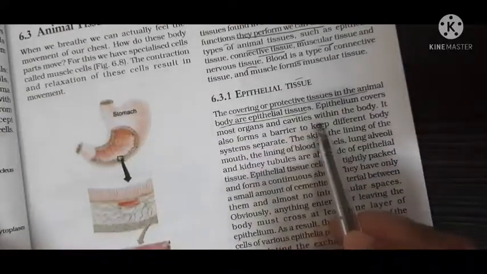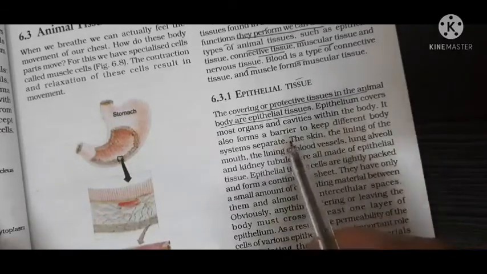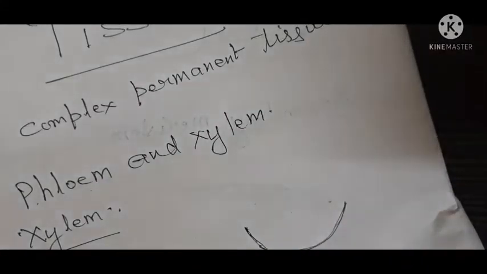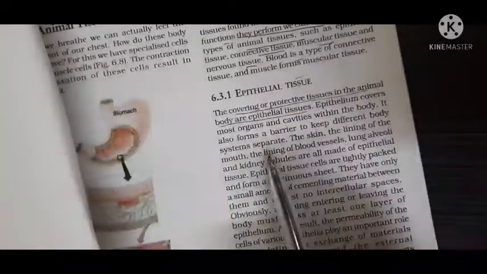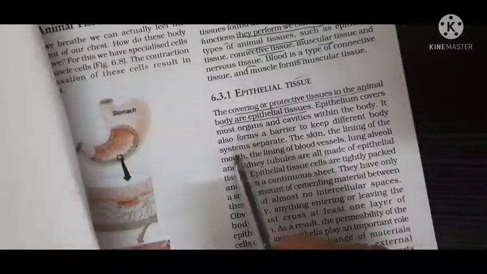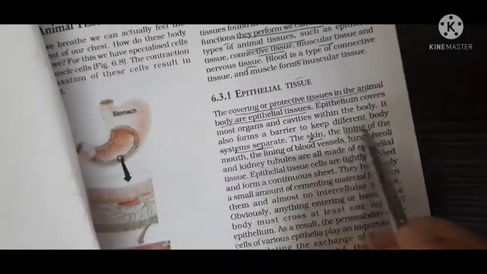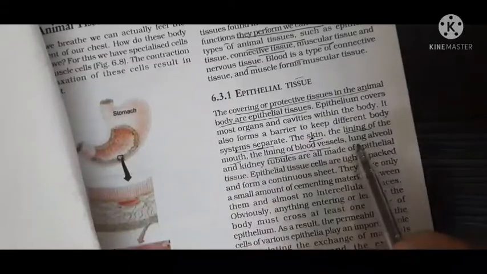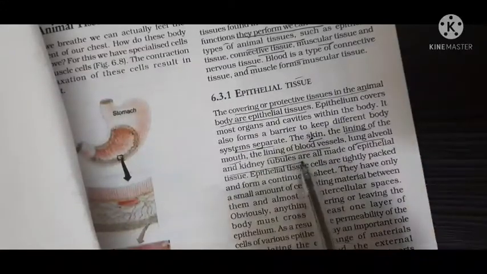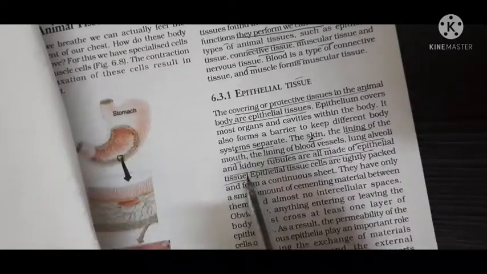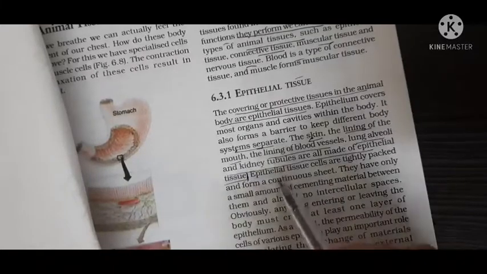Epithelial tissue covers most of the organs and cavities within the body. Since it forms the covering of most of the organs, that means it separates different organs. It forms a barrier between the different organs, so it keeps different organs separate. It is present in skin, lining of the mouth, lining of the blood vessels, lung alveoli, and kidney tubules. They are all made up of epithelial tissue, but as there are different types of epithelial tissue, different types are present in these organs.